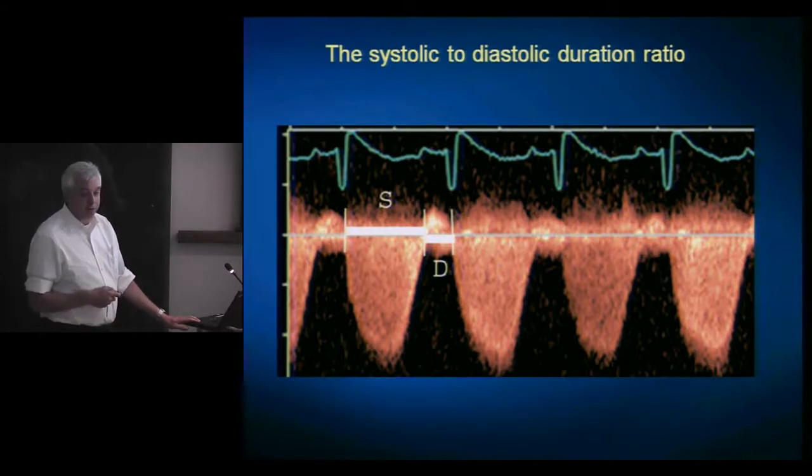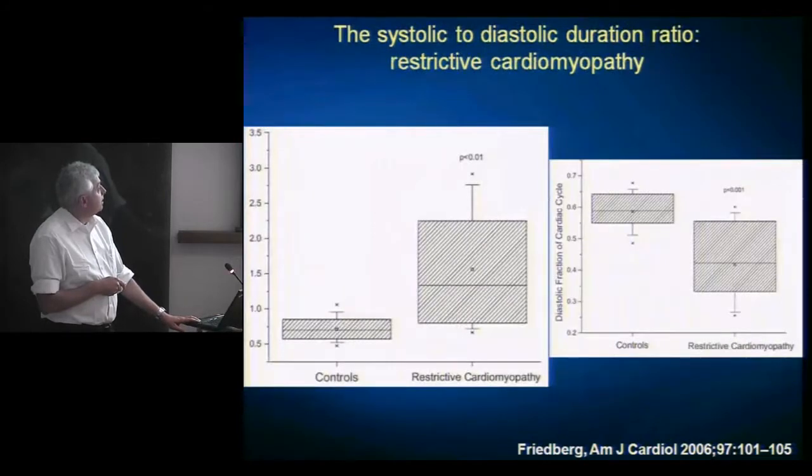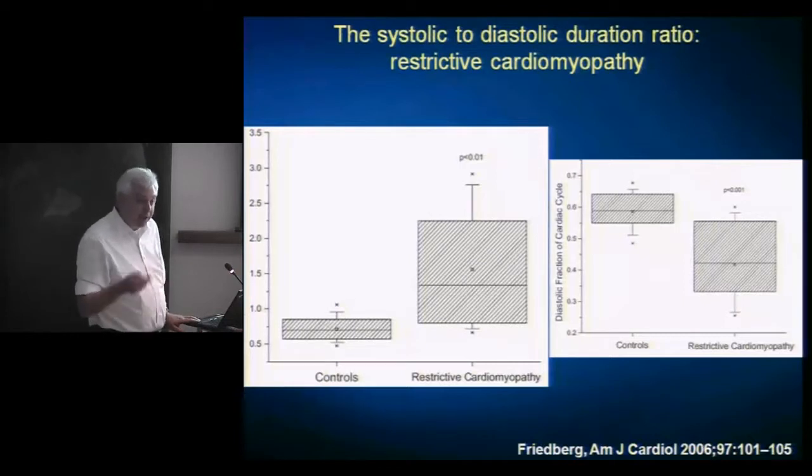We have not proven that this corresponds with prognosis. We're working on that right now, but I'm sure it does, because any global parameter like ejection fraction, filling pressures, etc. correlates with prognosis. And I showed you that in dilated cardiomyopathy, it is elevated, whether you measure mitral or tricuspid regurgitation, more in cardiomyopathy patients than in controls. And this is true both in dilated cardiomyopathy and restrictive cardiomyopathy.